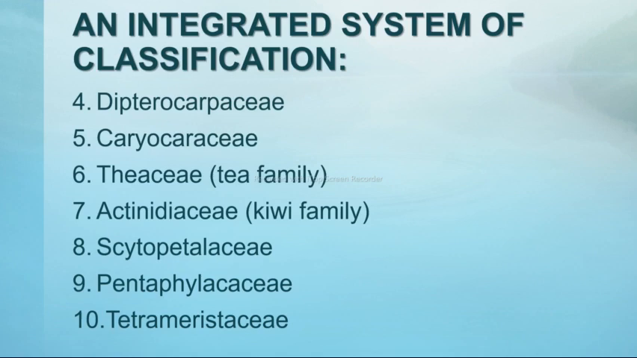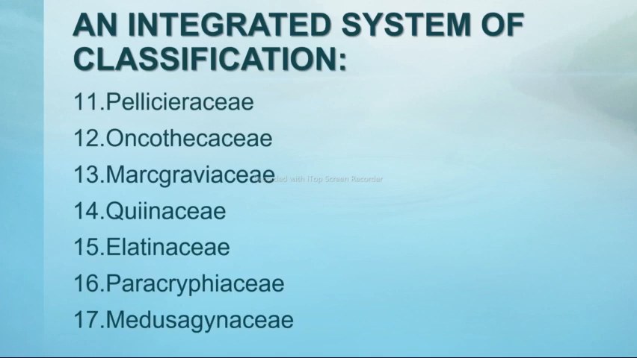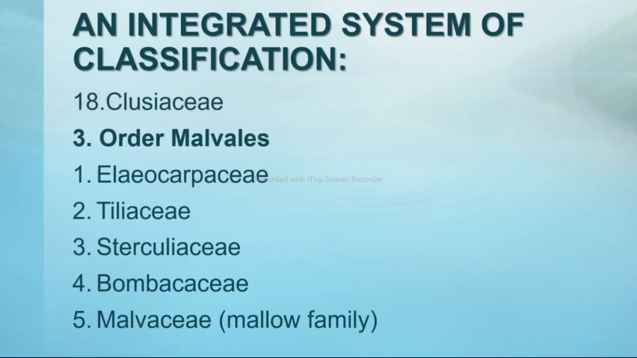So the next is the Pellicieraceae and Oncothecaceae, and the next is Marcgraviaceae, Quiinaceae, Ancistrocladaceae, Paracryphiaceae, Medusagynaceae, and Clusiaceae. So the third order is Malvales, and it includes the Elaeocarpaceae, Tiliaceae, Sterculiaceae, Bombacaceae, and Malvaceae, which includes the Mallow family.